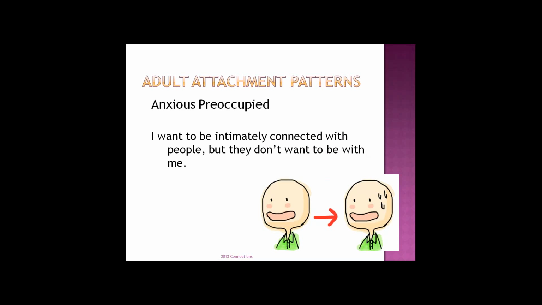Now let's look at an anxious, preoccupied attachment pattern. That statement that I put there says, I want to be intimately connected with people, but they don't want to be with me. That's a belief that comes from a sense of insecurity. That's what this attachment pattern is based on, a sense of insecurity.